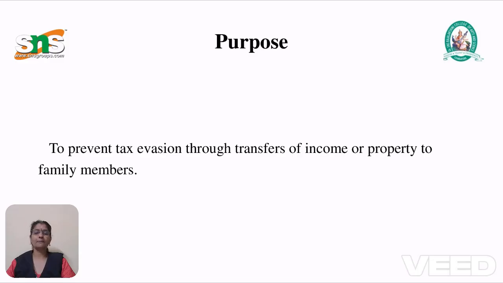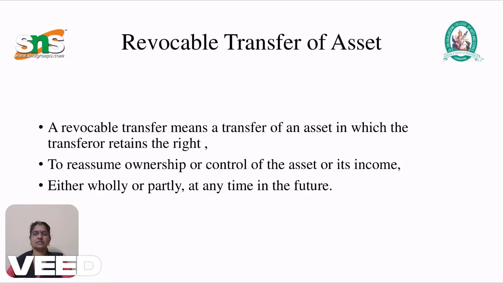Next, what is the purpose of considering the clubbing of income? When we transfer either income or property to a close relative, that is a family member, we have to prevent tax evasion. That is the purpose of these clubbing provisions.